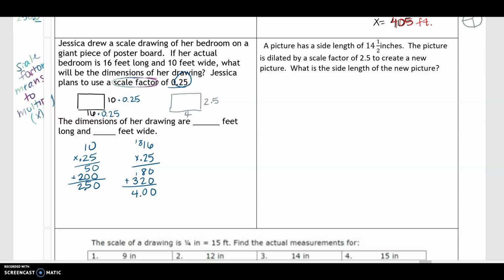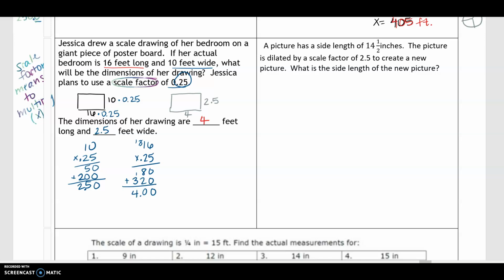So my dimensions, so it was 16 feet long. So it's going to be 4 feet long. And then I had, it said 10 feet wide. So it's going to be 2.5 feet wide. Okay. All right, moving right along.